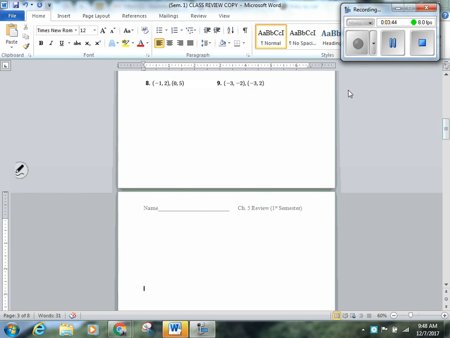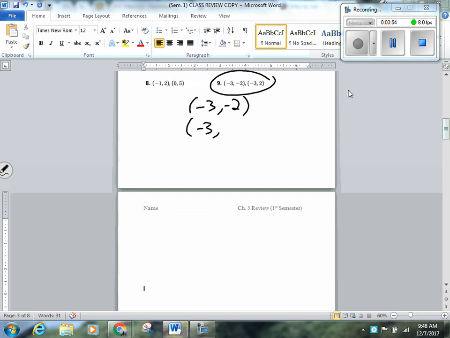All right, looking at the next one, number 9. I have the points (-3, -2) and then I have the point (-3, 2). I'm going to use my L to find my slope. Again, I need to remember to subtract the top and the bottom. I take the negative 2, that goes right there. The other 2 goes on the other side.